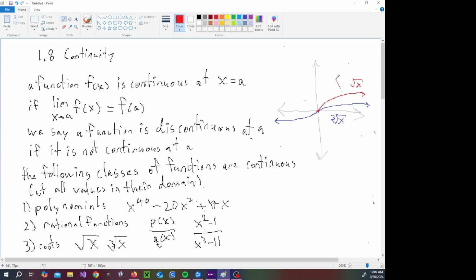So very good. I think there's a couple more that the book lists, but a lot of the exercises are going to be asking you to prove that functions are continuous by looking at the limit and seeing if that is equal to the function at that particular value. Okay, so very good. I think that is enough for part one, at least, of 1.8.